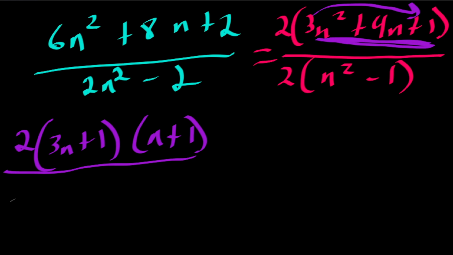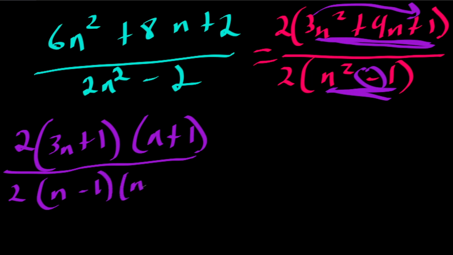Now, on the bottom, this is a lot nicer for us. We have this 2 still out here on the bottom, and we can factor this on the inside. N squared and 1 are both perfect squares, and we're subtracting, so we can do difference of squares. So we can say n minus 1 times n plus 1.